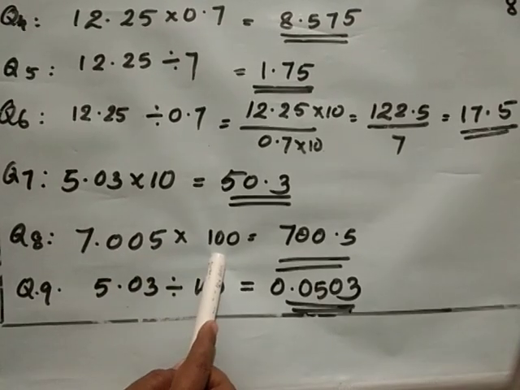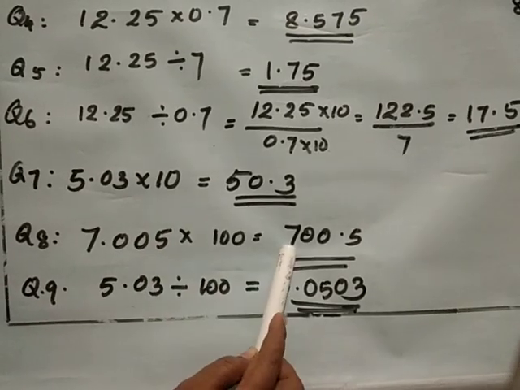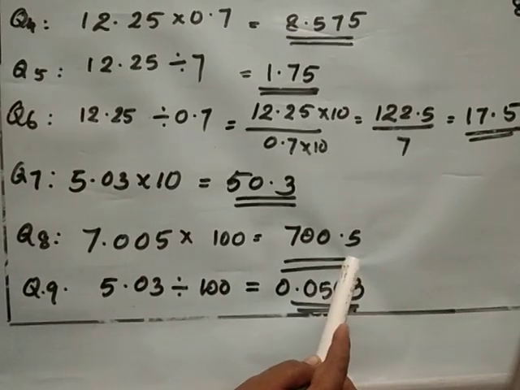7.005 into 100. So the decimal moves 2 places to the right side. That time 700.5 is the answer.